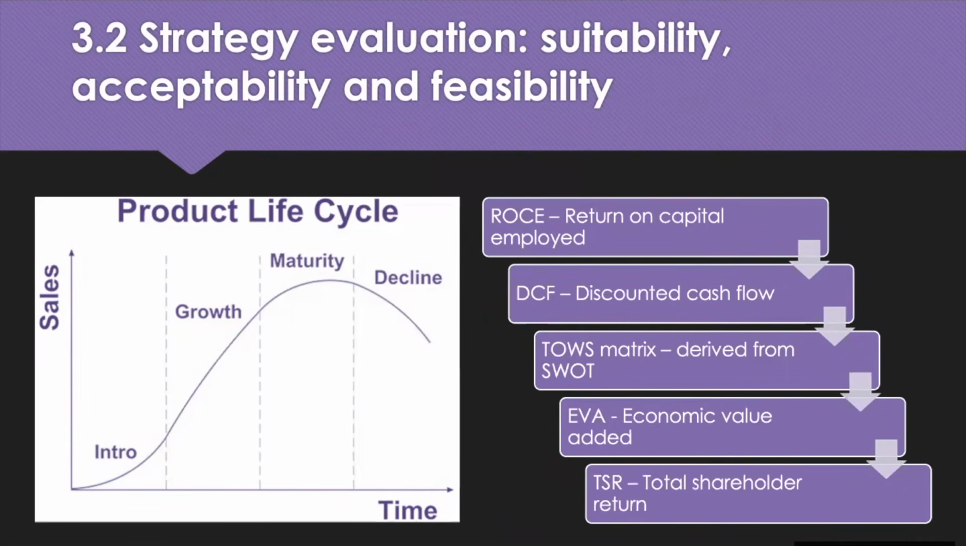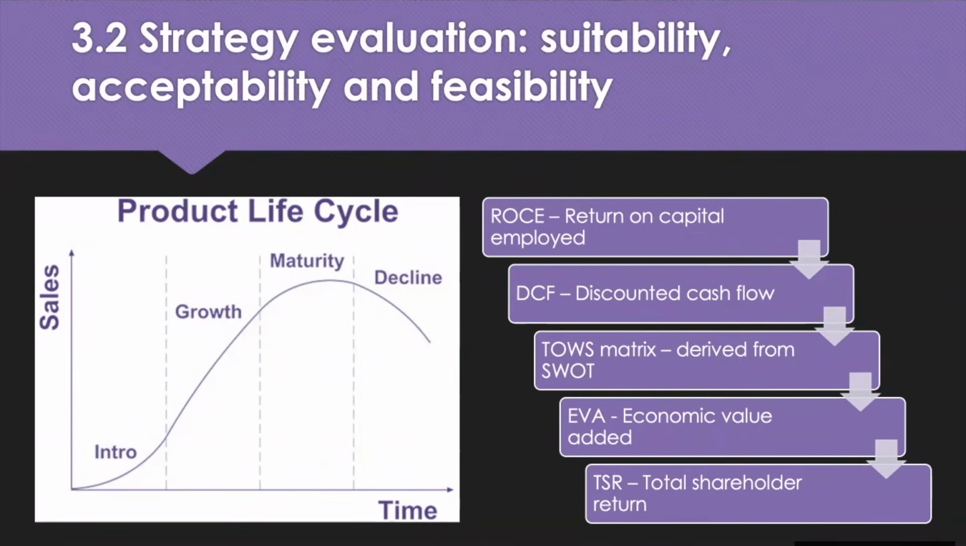So we're now going to look at the strategy evaluations: suitability, acceptability, and feasibility. On the left-hand side of the slide, you can see the product life cycle. Now, the whole purpose of strategic analysis is to give managers the information they need to make strategic decisions. So product and market decisions are decisions in relation to which products and which markets are important to give competitive advantage and sustainability to an organisation. And decisions include whether to use existing or new products and whether to continue operating in existing markets or venture into new.